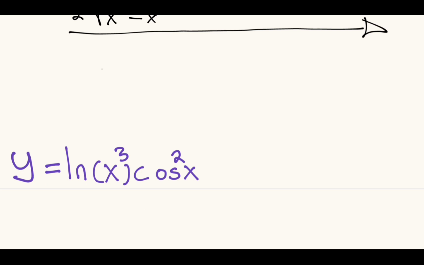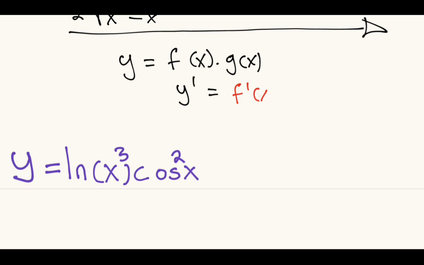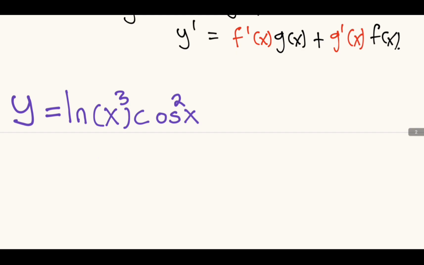So once again, let's introduce the formula for the product rule. If we have y is equal to f of x multiplied by g of x, the derivative of y will be equal to the derivative of f of x multiplied by the original function g of x, plus the derivative of g of x multiplied by the original function f of x. So we have to now determine the derivative of y.